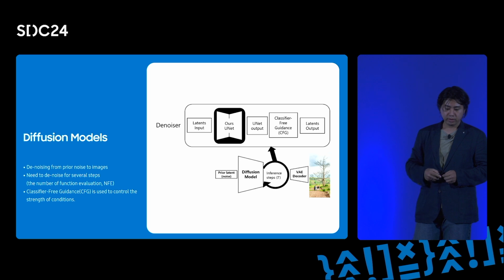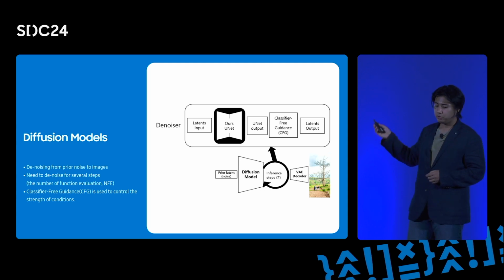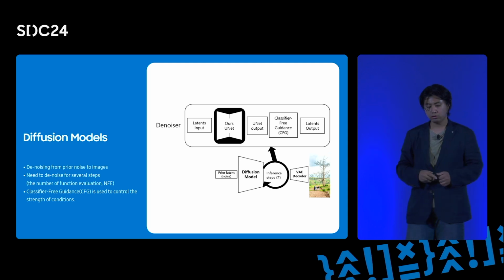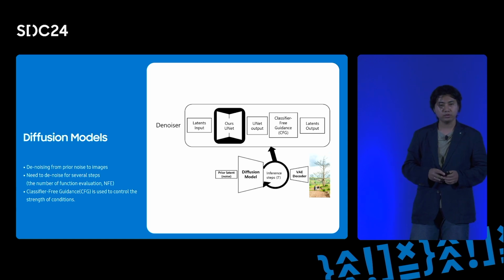Lastly, classifier-free guidance is widely used for conditional image generation. To be specific, the CFG scale controls the strength of the condition of the generation.